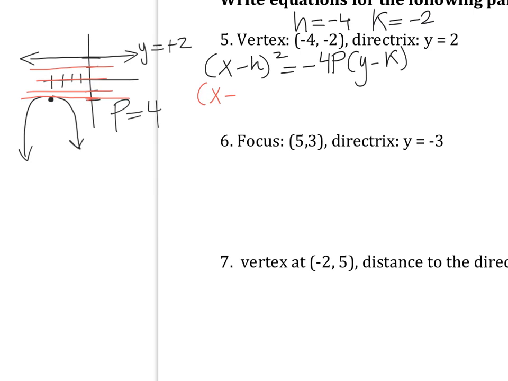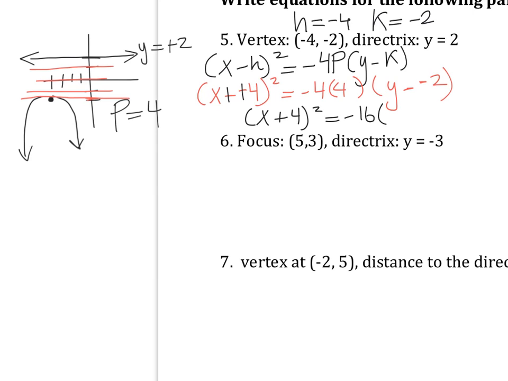So x minus the h of the vertex, which is -4, equals -4 times the p, which is 4. Then y minus the y of the vertex, which is -2. Now, negative and negative will give you a positive, so that's x plus 4 to the power 2. -4 times 4, that's a -16. And then negative and negative will give you a positive, so y plus 2. And that is the equation. So knowing the p and the vertex, you can write any parabolic equation.